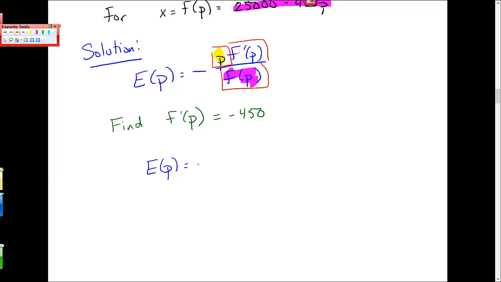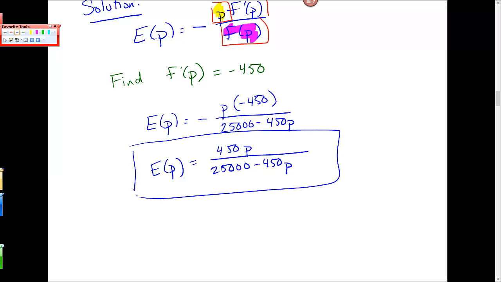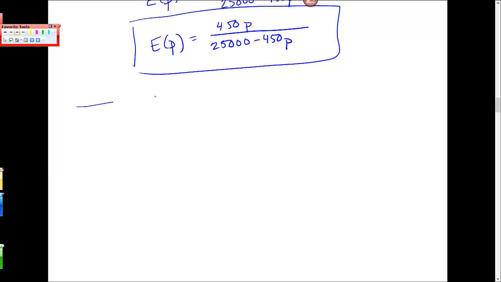E of P is equal to negative P times negative 450. You also notice this derivative is negative, which we expect. And then over 25,000 minus 450p. I'm going to at least simplify this. These two negatives create a positive overall. And this is my elasticity equation. Okay? And that is finding elasticity.